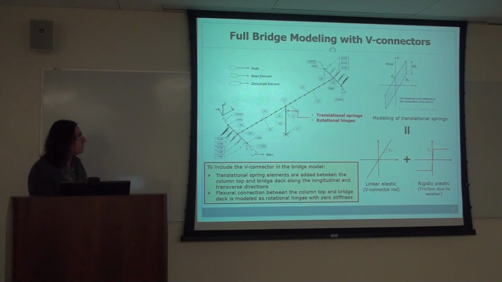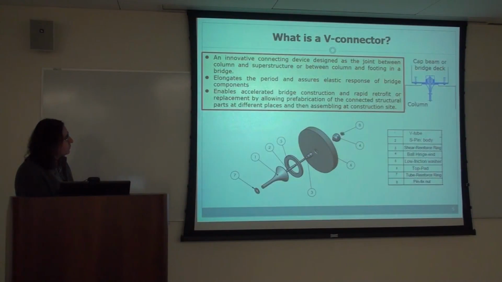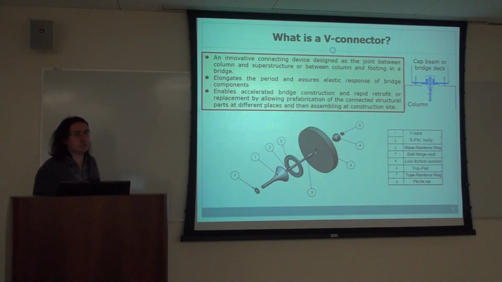So actually I forgot to mention that the friction is provided by this washer here, and basically this plate and the washer touch each other, and then that provides a friction surface.